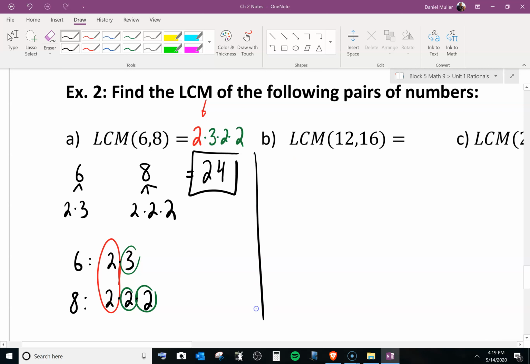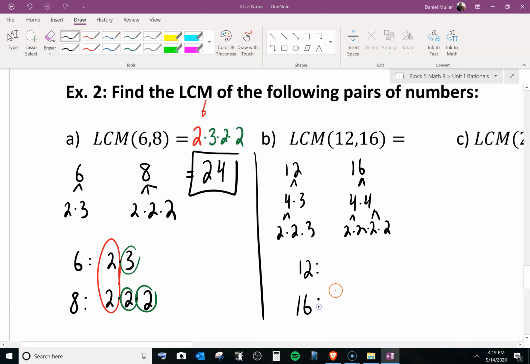So let's take a look at 12 and 16. 12 is going to be 4 times 3, which is 2, 2, and 3. 16 is 4 times 4, which is 2, 2, and that's also a 2 and a 2. So I like to list it out, 12 and 16. Now 12 was the 2, 2, and 3. And then 16 was the 2, 2, 2, 2.